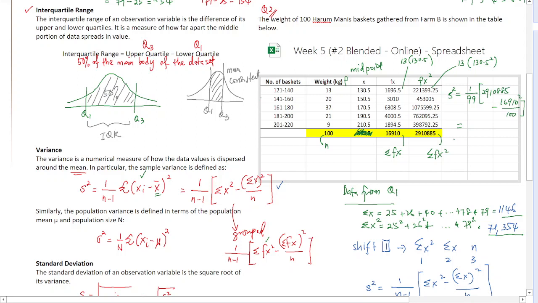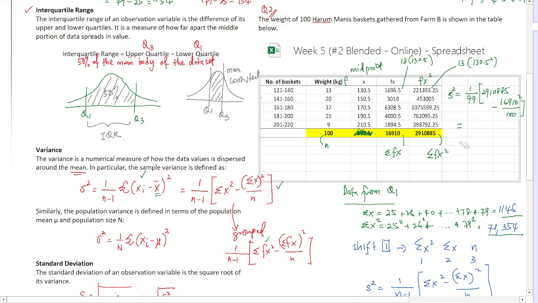So if we calculate this one, we will get 16910 squared divided by 100. So you get 2859. So take 291.0885 minus the answer just now. So you get 26251, and then divided by 99. Okay, you will get this to be 269.